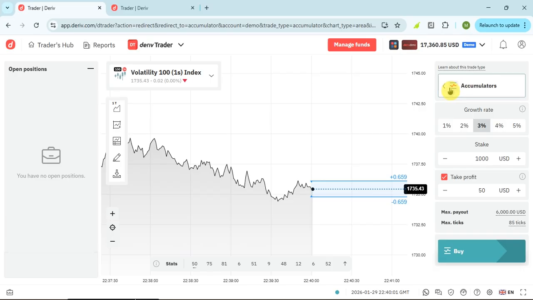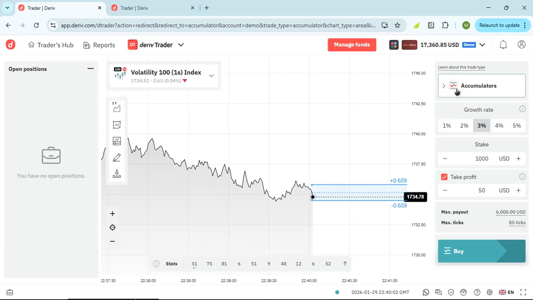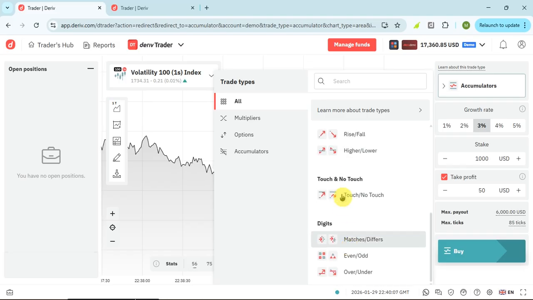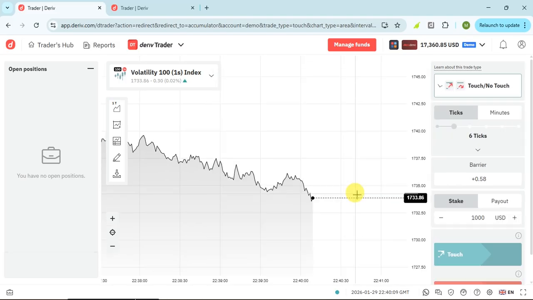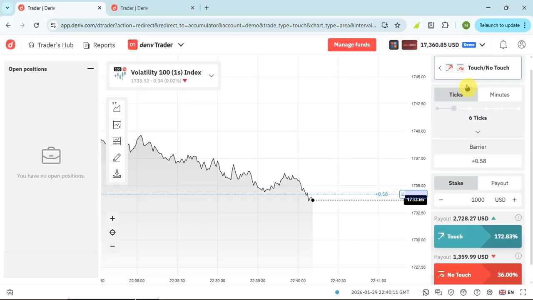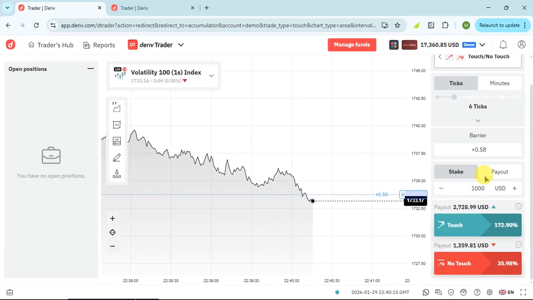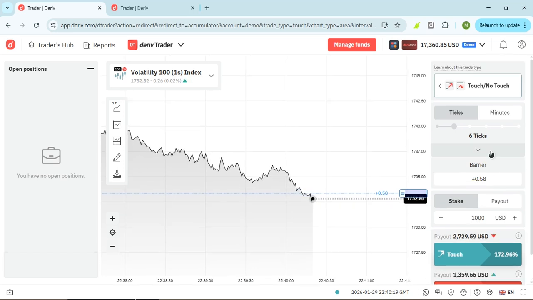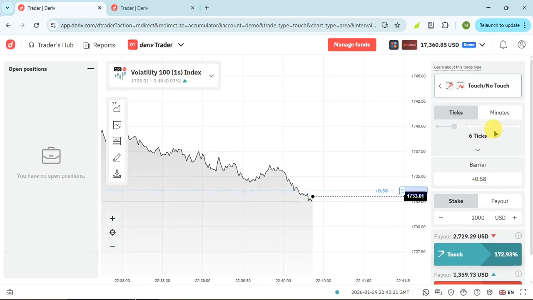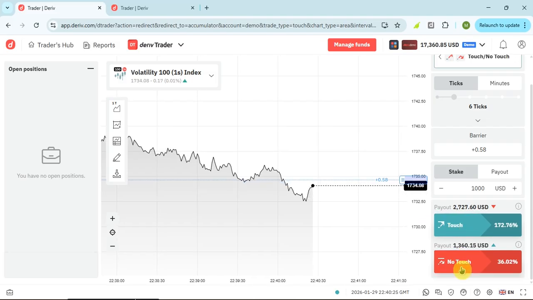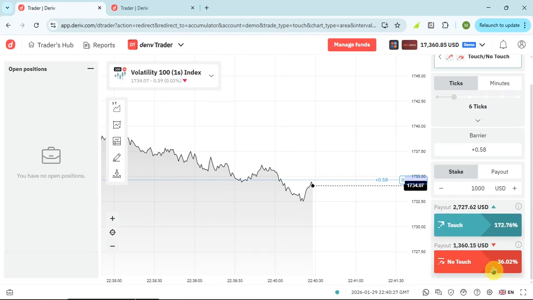So here we have the options. You just click and then scroll down. You'll see touch, no touch here. Select it and then this is the touch and no touch. So when you scroll down, you can see it just here. If you wanted to trade touch and no touch, here is where you place a trade and here is where you also place a trade.